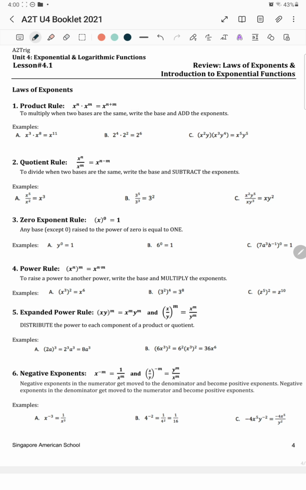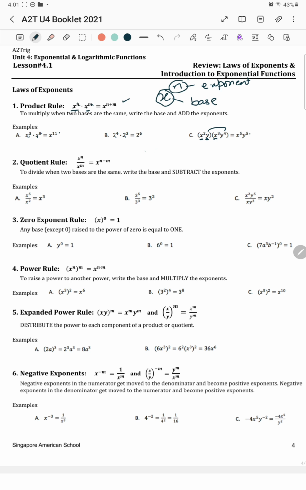There are some rules for the exponent. Product rule: x to the power n times x to the power m, n and m would be added if the bases are the same. In x to the power n, x is called the base, and n is called the exponent or power. So if the bases are the same, the exponents are going to be added. For example, in x and x, the base is the same, so 8 plus 3 would be 11. 2 and 2, bases same, so 4 plus 2 would be 6. Here x and y, bases are same, so for x, 3 plus 2 would be 5, for y, 4 plus 1 would be 5.